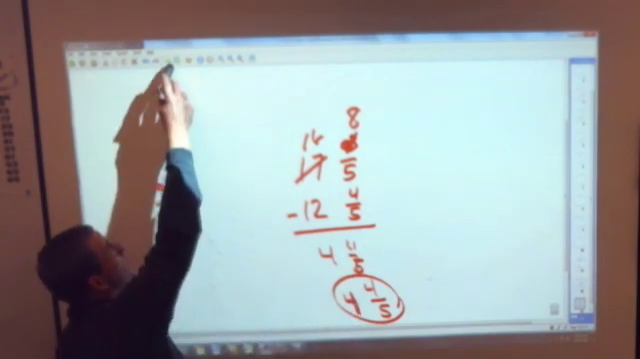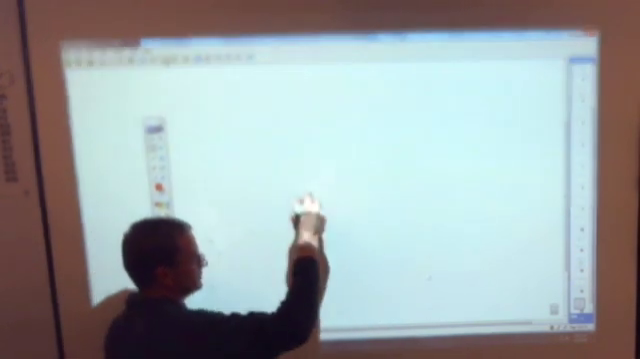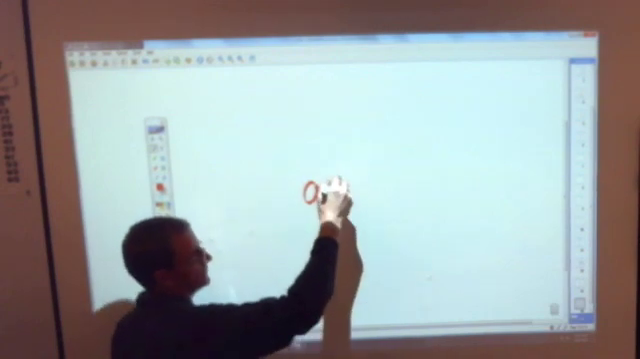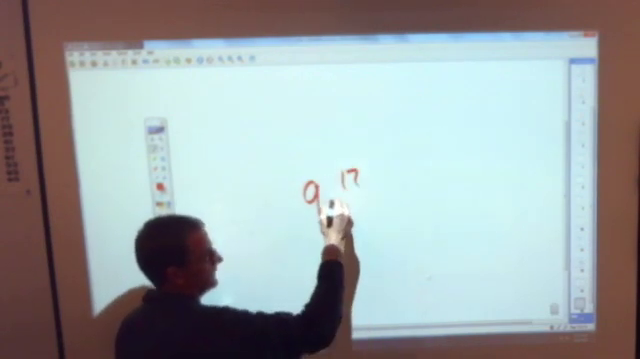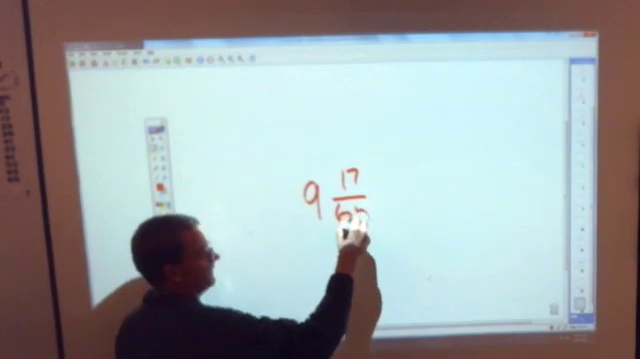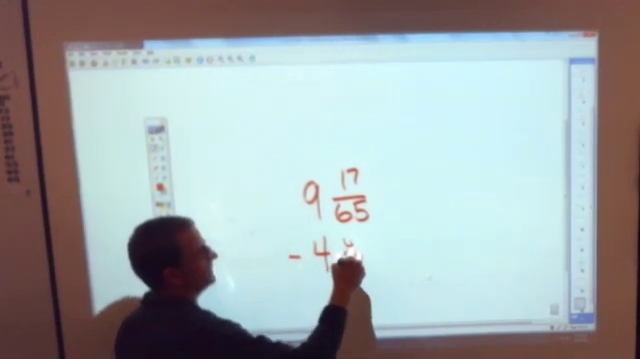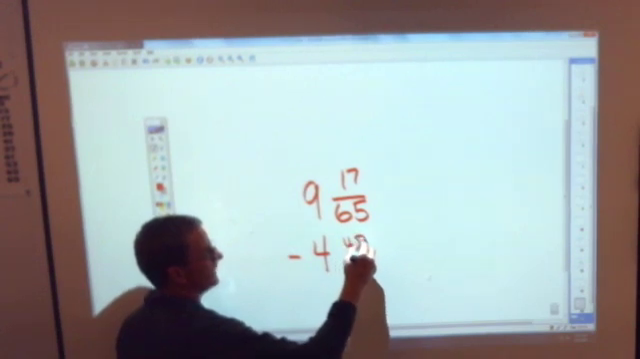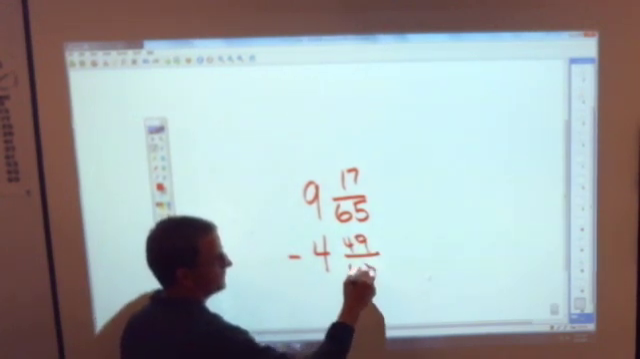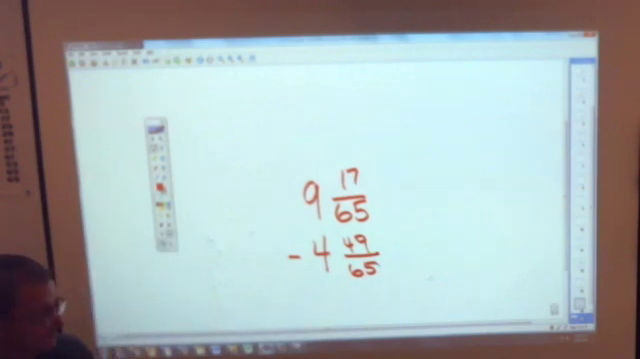Let's do an extremely difficult one. How about 9 17/65 minus 4 and 49/65. That's a beautiful one if ever I saw it. 9 17/65 minus 4 and 49/65.